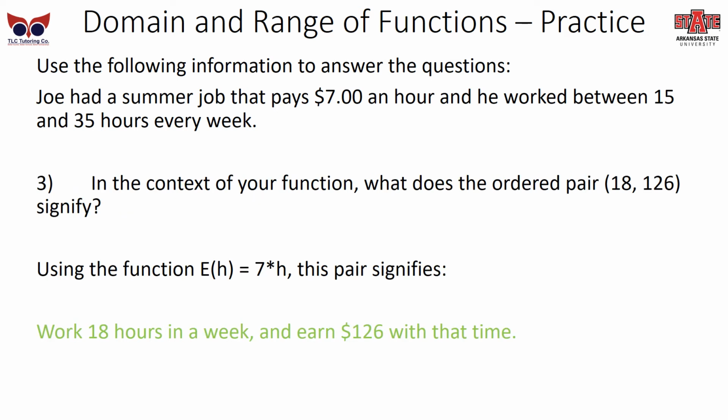And finally, we said the ordered pair 18, 126. Well, we have our function. 18 is the input, so this is E of 18, 7 times 18, and that is $126 with that amount of time.